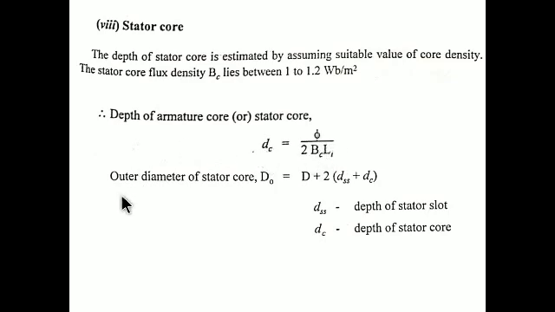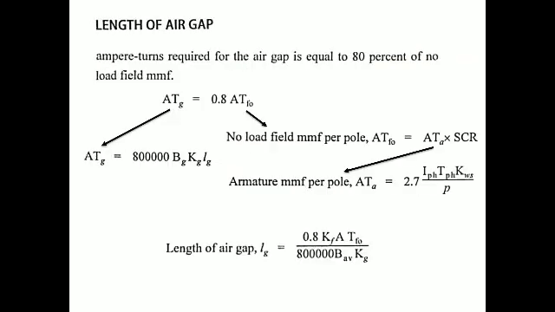After finding the DC, we have one more step to find the outer diameter of the stator core, D naught. The formula is D plus 2 into DSS plus DC. DSS is the depth of the stator slot, and DC is the depth of the stator core. So that's all, people. From these eight steps, we can easily predict and start designing the stator part of the synchronous machine.